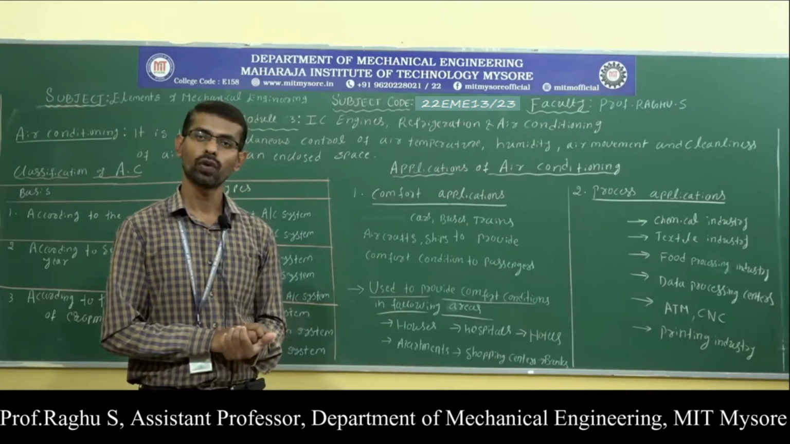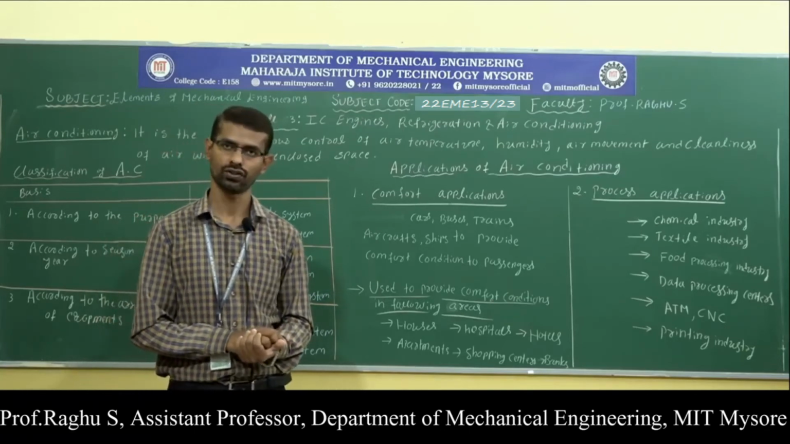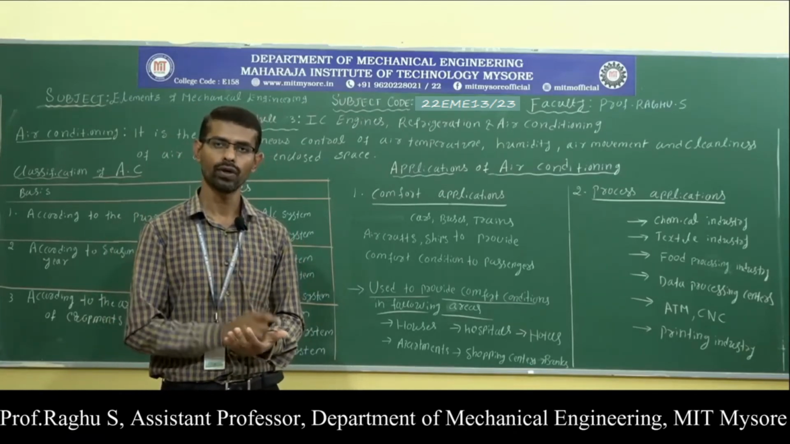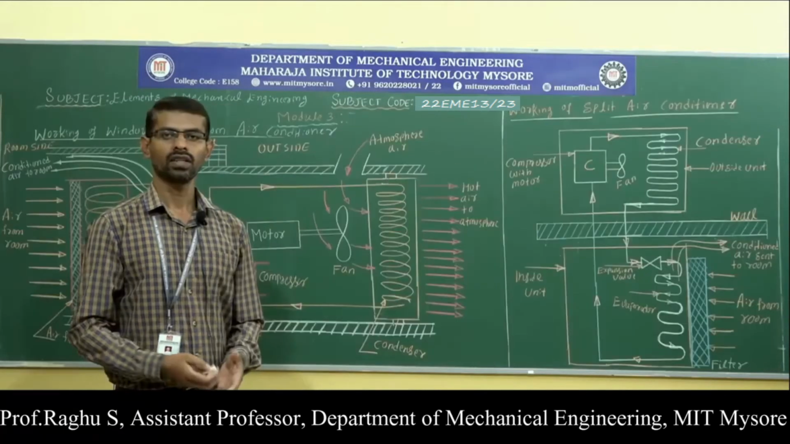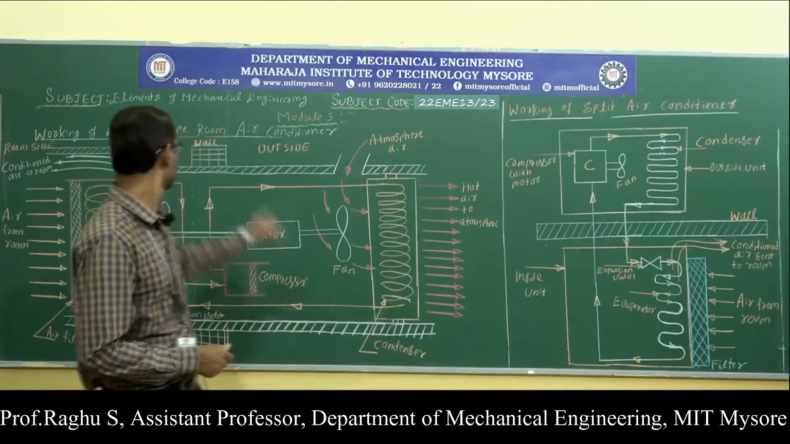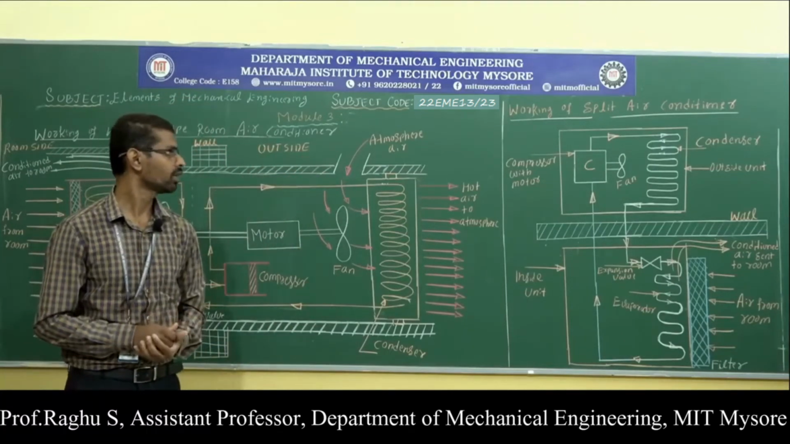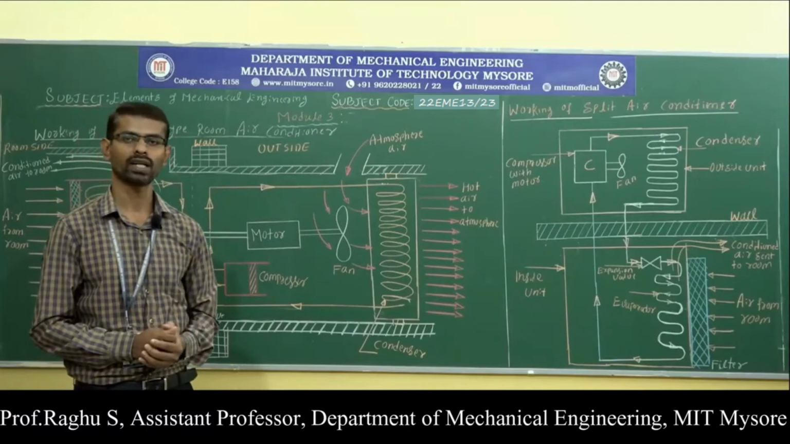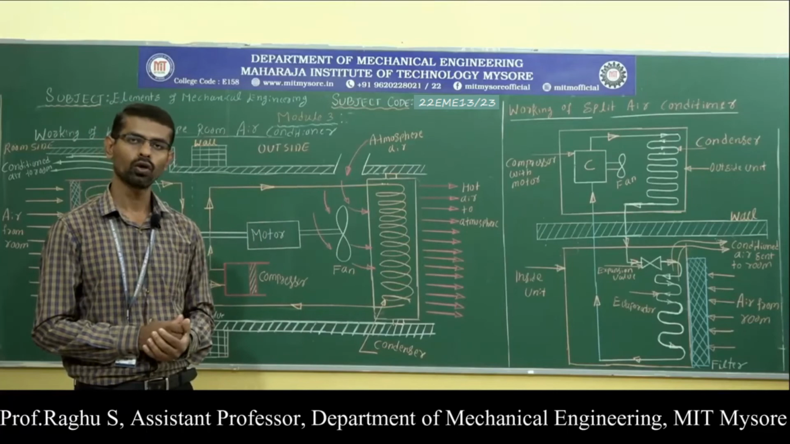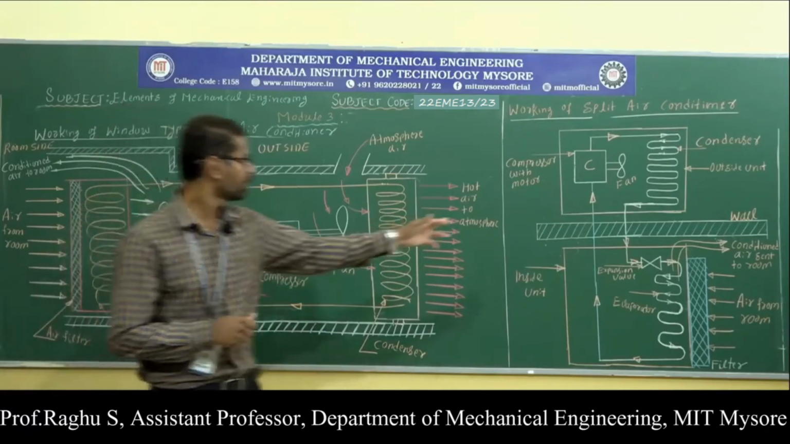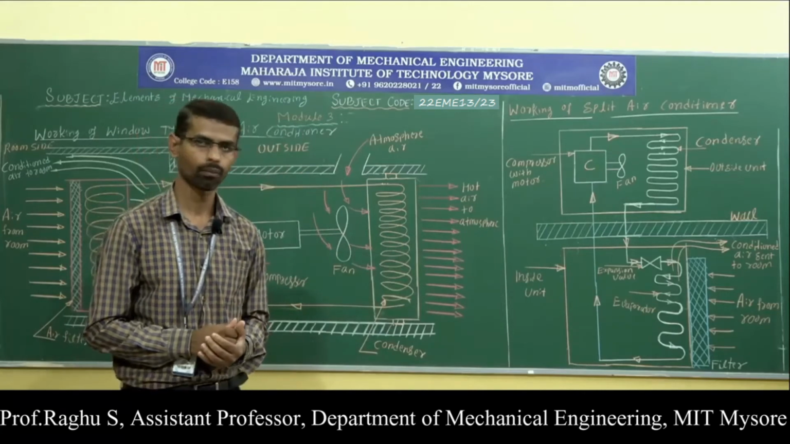Next we will discuss the working of the window type air conditioning system and the split air conditioning system. How does a window type room air conditioner and a split air conditioning system work? Let us discuss. This diagram shows the window type room air conditioner and this diagram shows the split room air conditioner.